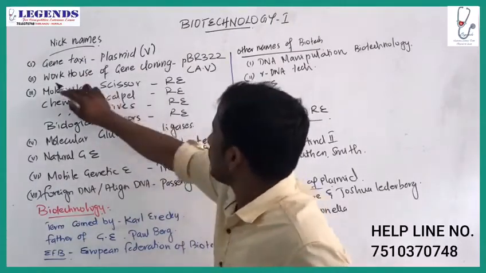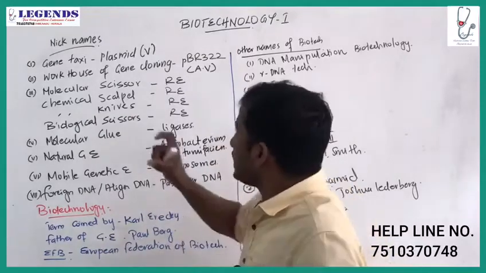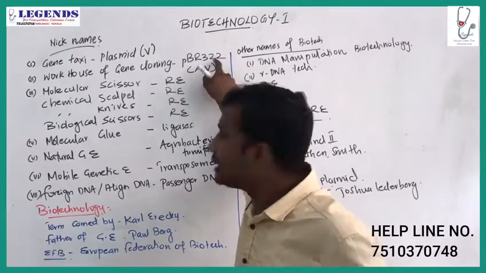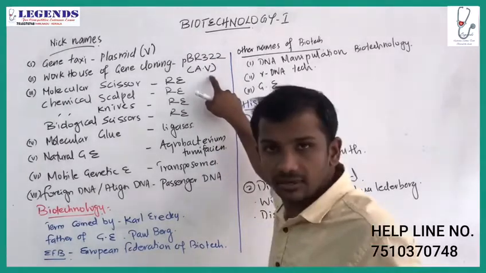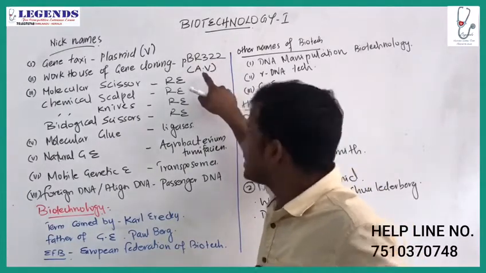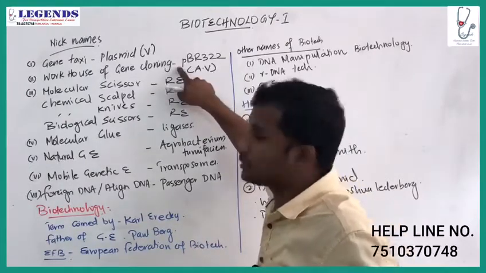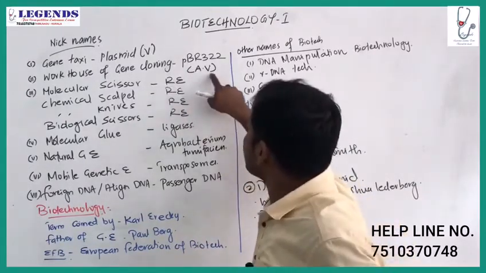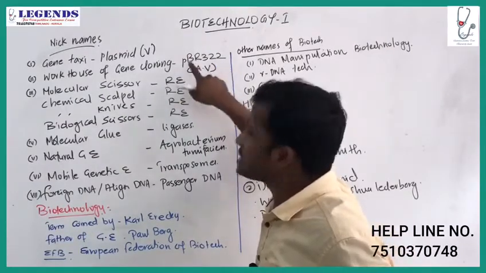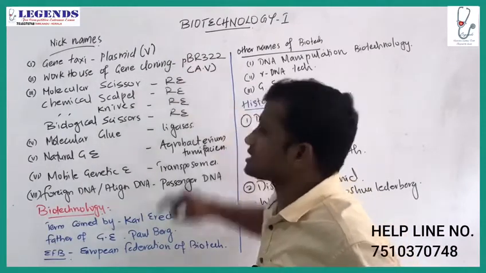Next, the workhorse of gene cloning. Gene cloning is done inside a vector called pBR322. pBR322 is an artificial vector, the first artificial vector, which is formed from the natural vector called plasmid.